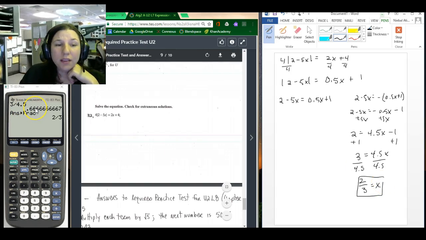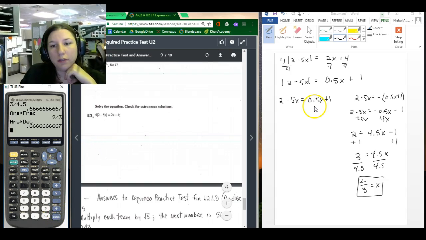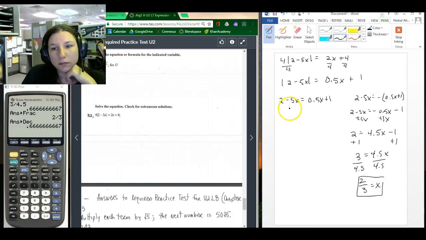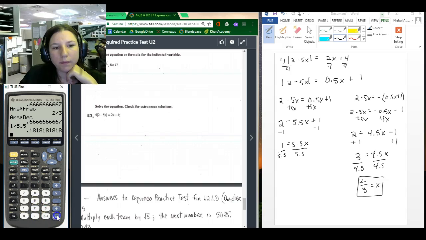So 0.67 is the correct answer, but you have to round that. So the more exact way to write it is 2/3. And you can go from fractions to decimals, right, by pushing the math button. Okay, now let's solve this one. So we'll do 1 divided by 5.5. Let's change that to a fraction.